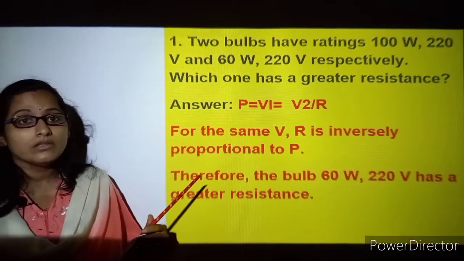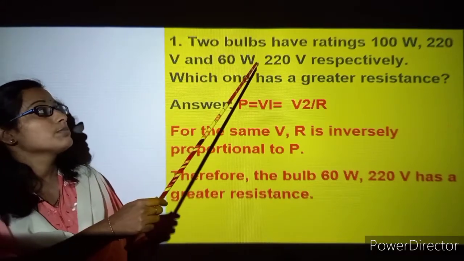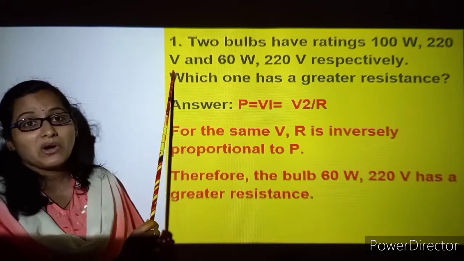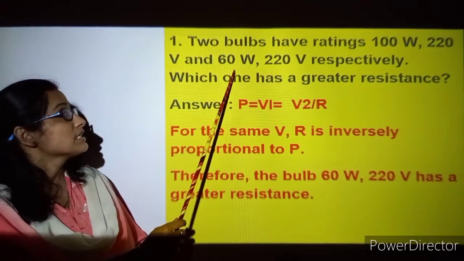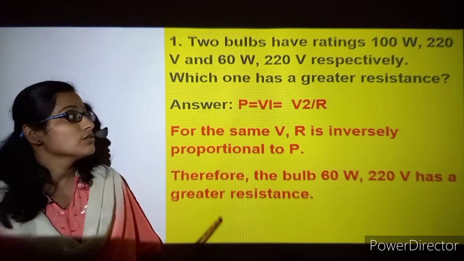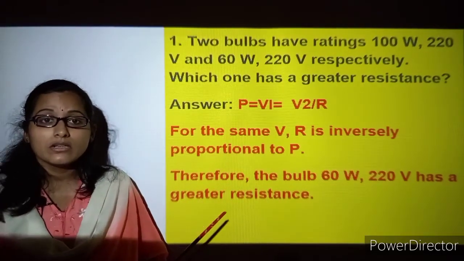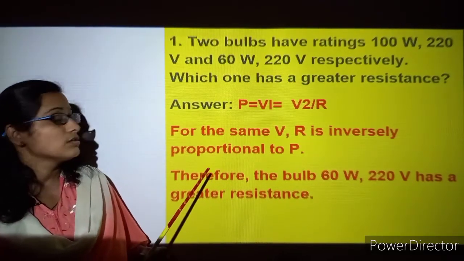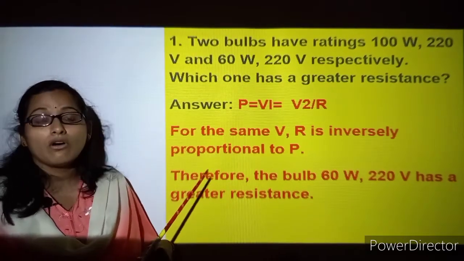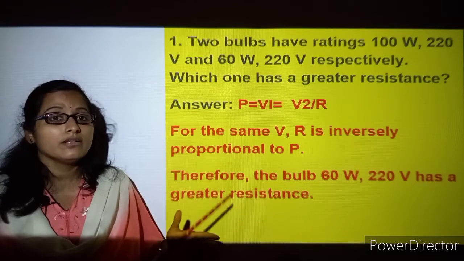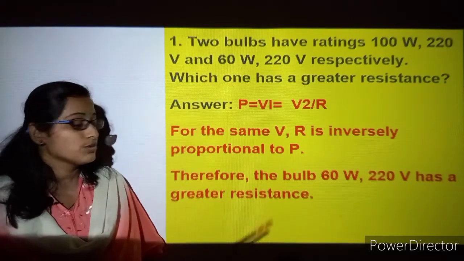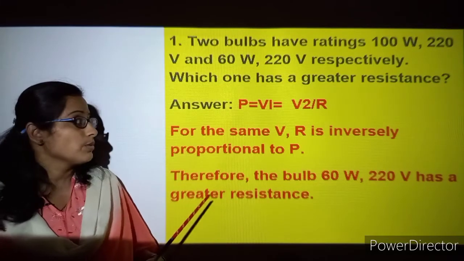So let's start with this: two bulbs have ratings 100 watt, 220 volt and 60 watt, 220 volt respectively. Which one has the greater resistance? Initially you need to put up the formula for each of the problems that you are solving. Then, if you know where to substitute these, you substitute, and then you solve the problems.